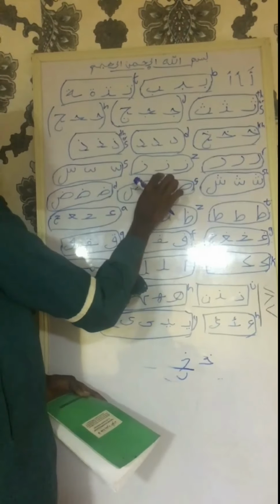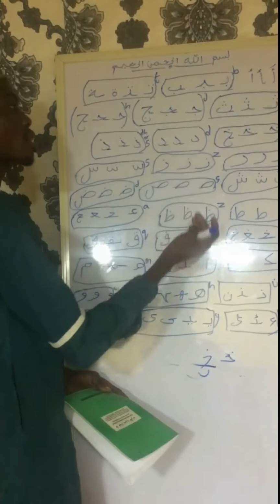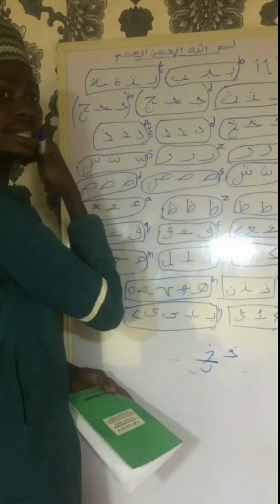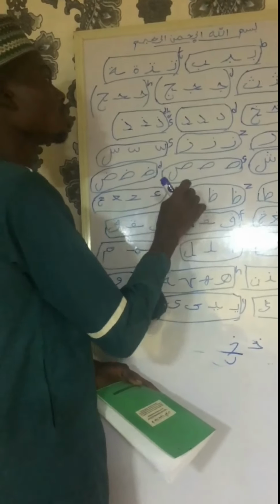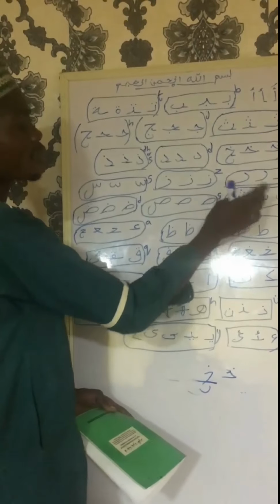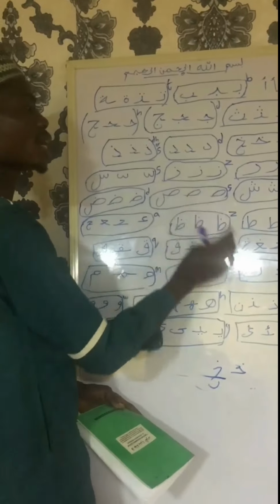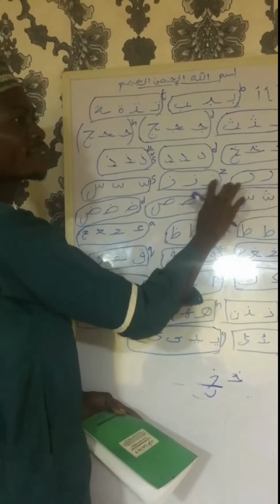So let's go to letter Zain. This is Zain. It works as letter Z in the English alphabet. So you can look at this Ra and Zain too, they are the same family, they look alike. The difference between Ra and Zain is that Zain has a dot on top, while Ra doesn't have any dots at all. So you have to take note of these two.